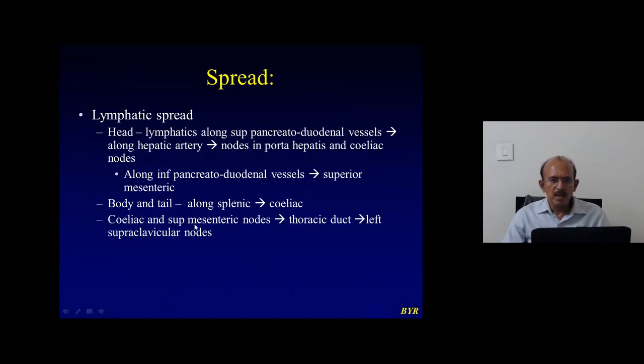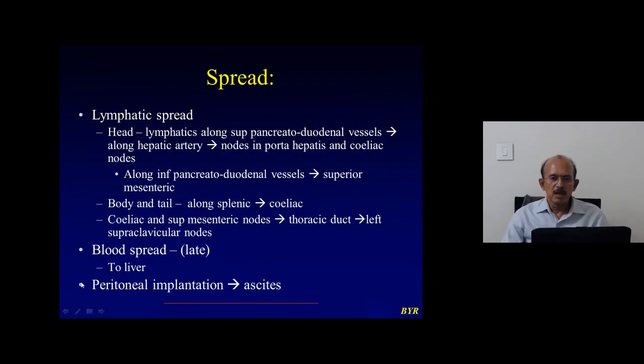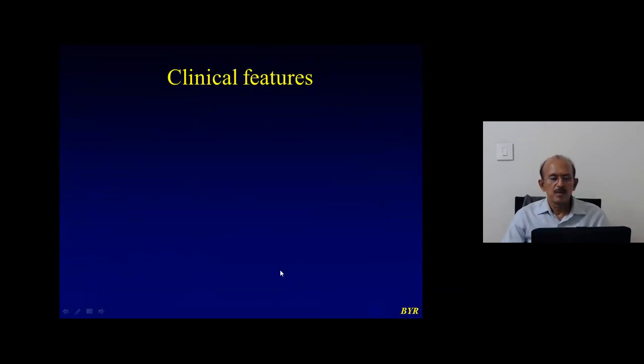The celiac lymph nodes and superior mesenteric lymph nodes drain ultimately to the thoracic duct. From there they go to the left supraclavicular lymph nodes. Blood spread occurs late in carcinoma of the pancreas. It occurs to the liver. Peritoneal implantation will be there, producing ascites. So that is about the pathology of pancreatic tumors. Then we'll discuss the clinical features of the pancreatic tumors.